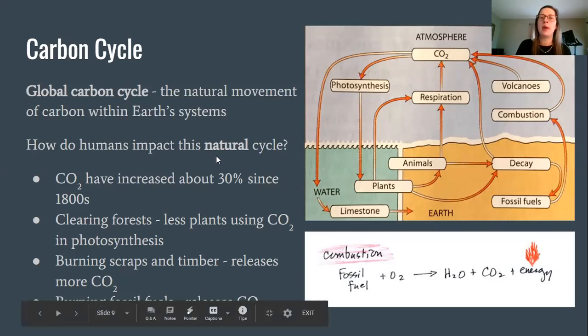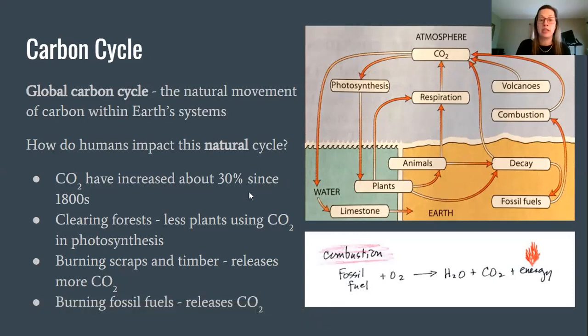So how have humans impacted this natural cycle? Well, since the 1800s, the carbon dioxide levels in the atmosphere have increased 30%. This can happen by clearing forests, burning scraps and timber, or burning fossil fuels.